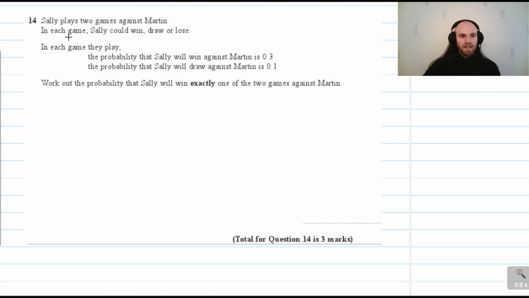Okay, so question 14. Sally plays 2 games against Martin. In each game, Sally could win, draw, or lose. In each game they play, the probability that Sally will win against Martin is 0.3. The probability that Sally will draw against Martin is 0.1. Work out the probability that Sally will win exactly one of these 2 games against Martin.